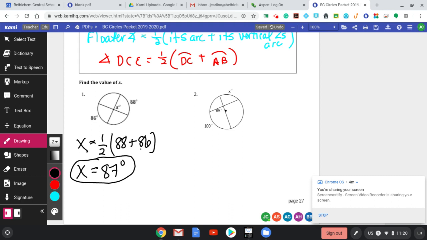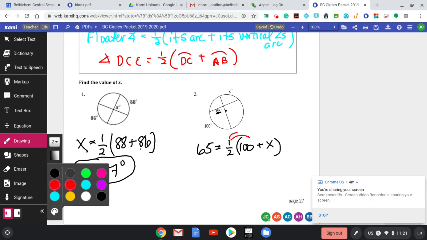Now I'm given that the floater angle is 65. What's the arc measure now? So 65 is the floater, and that's equal to 1/2 its arc, 100, plus its vertical angle's arc, X. Now before you get crazy, there are a couple of ways we could solve this algebraically. Yes, you could distribute the 1/2 and do it that way. Me personally, you're not going to see me distribute the 1/2. I don't want to deal with fractions, guys, honestly. If I don't have to deal with a fraction, I don't want to.